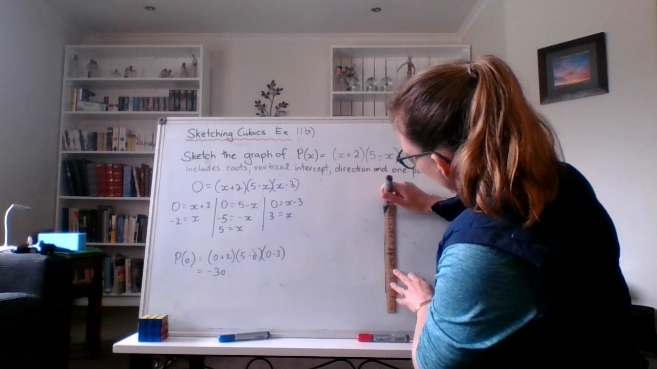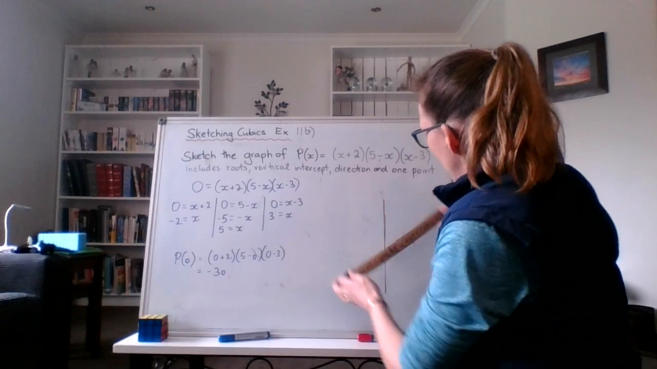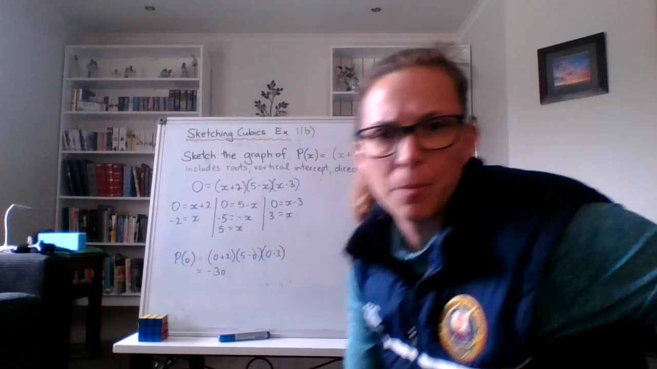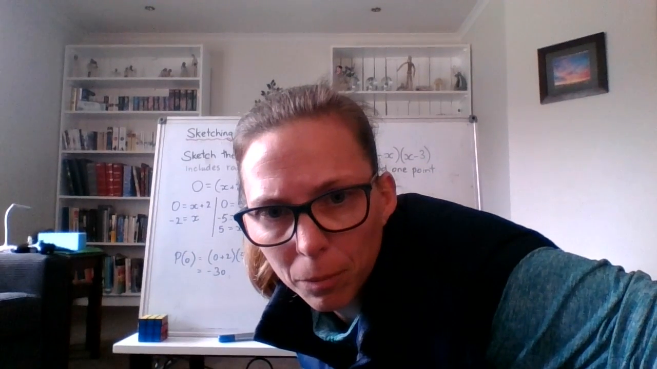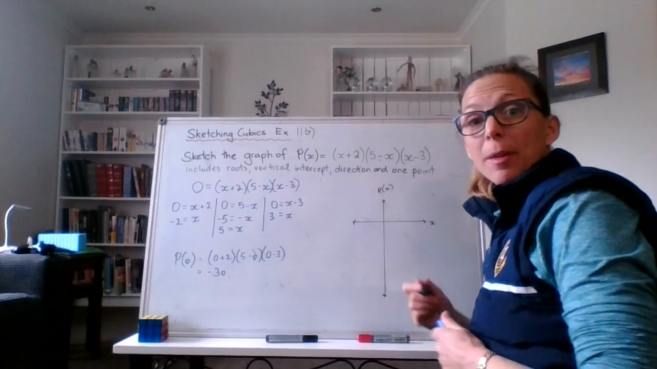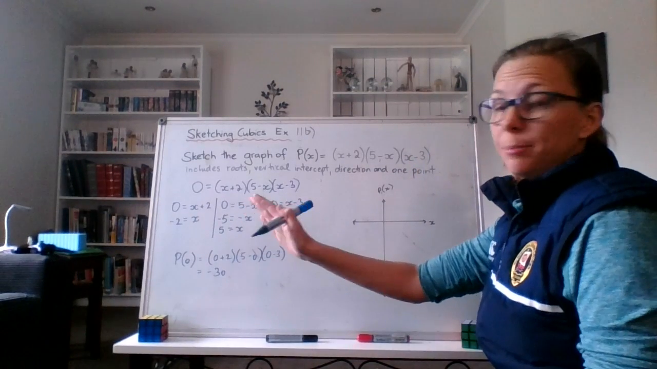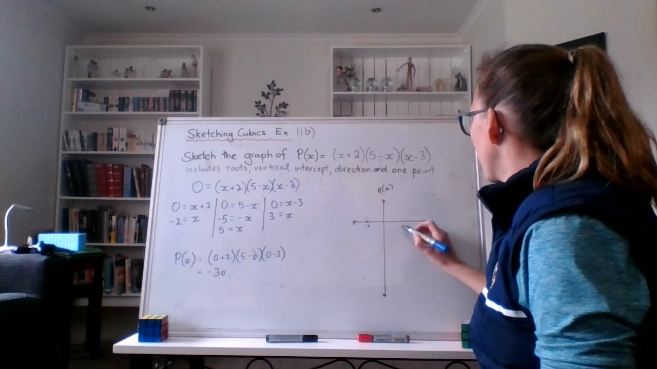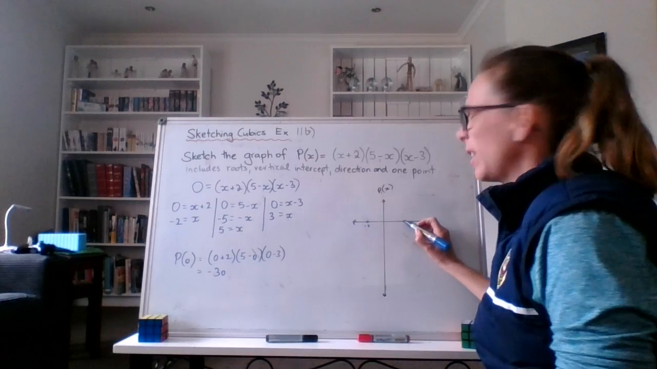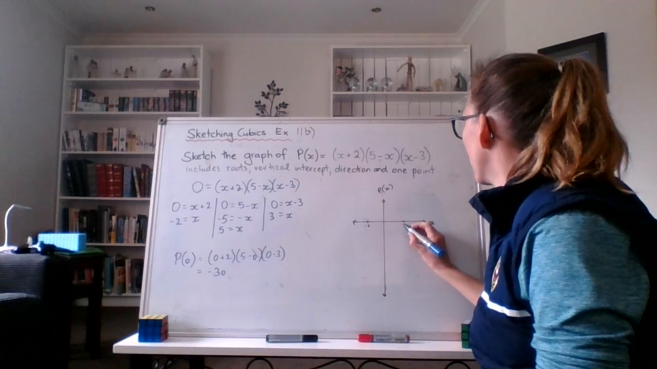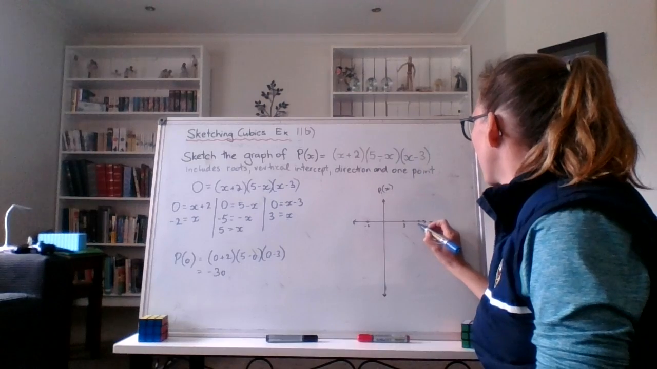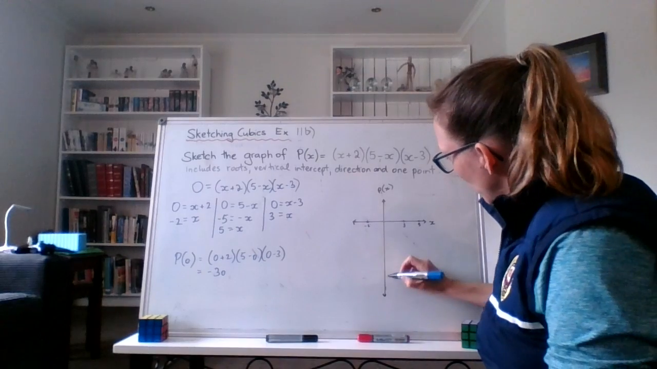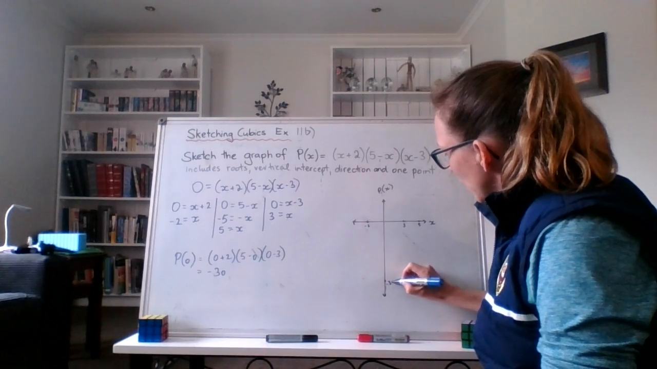Sorry about that. So I'm going to plot my roots. I've got something at negative 2. I've got something at 3. 3 needs to be a bit further away than negative 2. And I've got something at 5. I've also got that my vertical intercept is at negative 30. So that's quite a long way down. We're going to say this is negative 30 here.